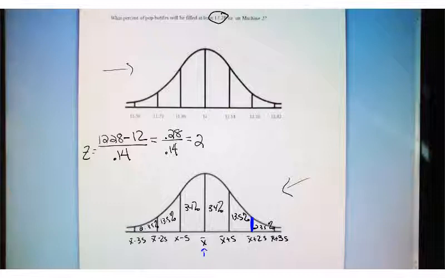The question asked what percent of pop bottles would be filled at least this amount. So at least implies we want to be equal to or greater than. So we want to be above this point, which gives us 2.35% of the data. This is exactly the answer we got when we did it the long way on the specific normal curve.